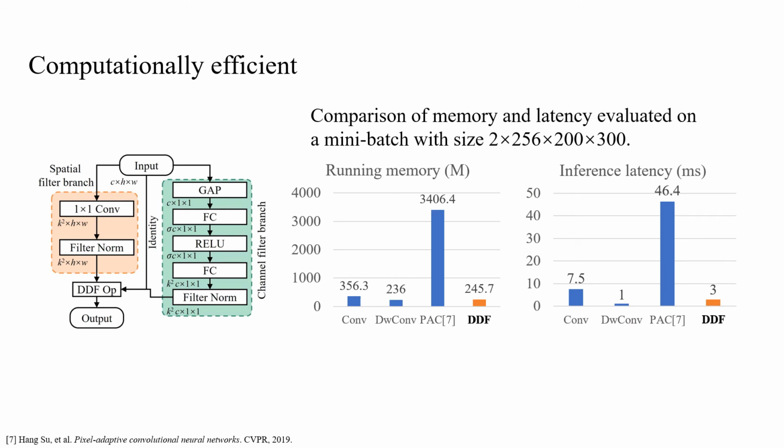Here we compare the inference latency and running memory between convolution, depth-wise convolution, dynamic filter, and our DDF module. We choose PAC as a representative of dynamic filters. Inference latency and running memory are evaluated on a mini batch with 2 by 256 by 200 by 300. DDF has much lower computational cost compared with PAC. Also, it is even computationally cheaper than a standard convolution layer.